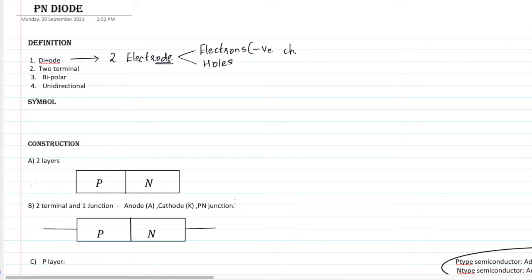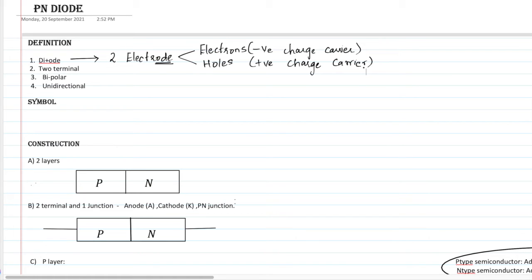negative charge carrier and these holes are positive charge carrier. So it is simply that electrons carry negative charge and holes carry positive charge. So only when these carry charges and move, the current will flow.